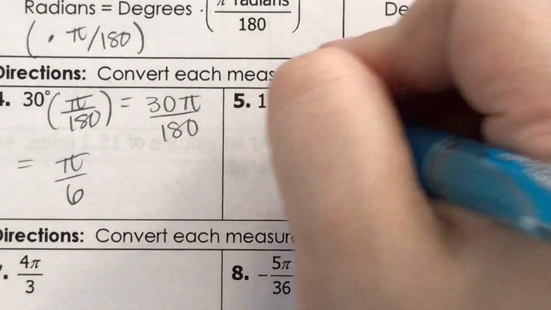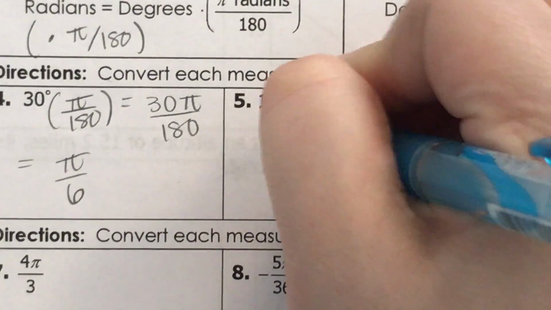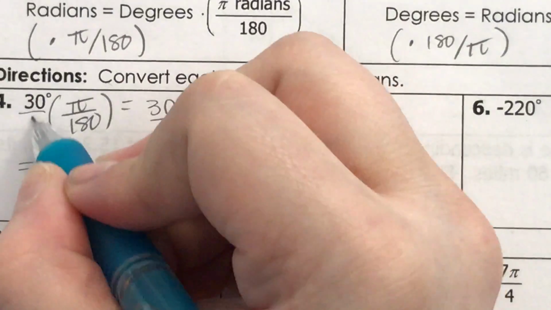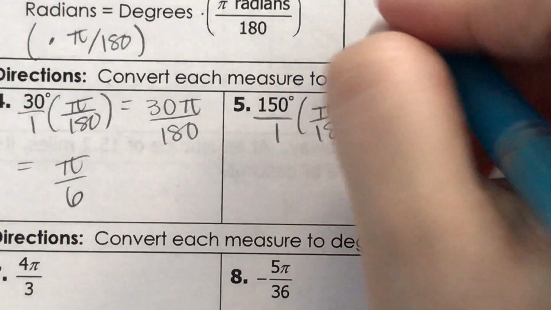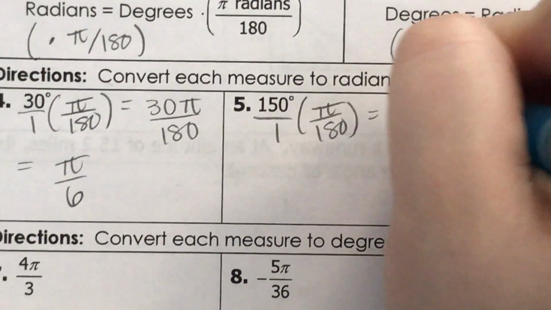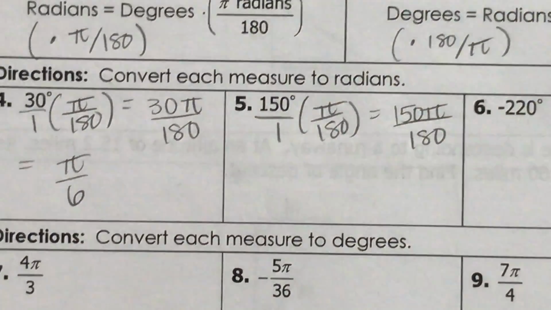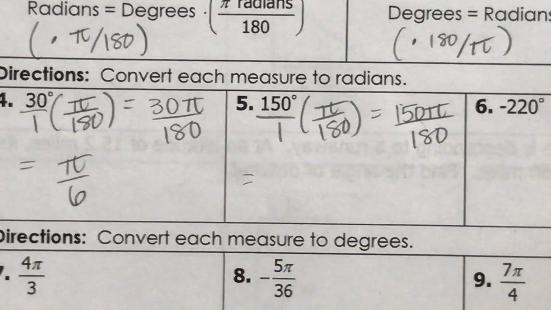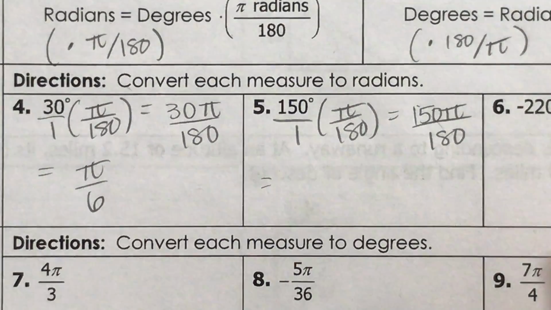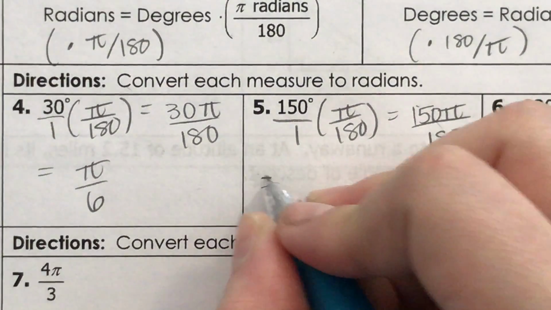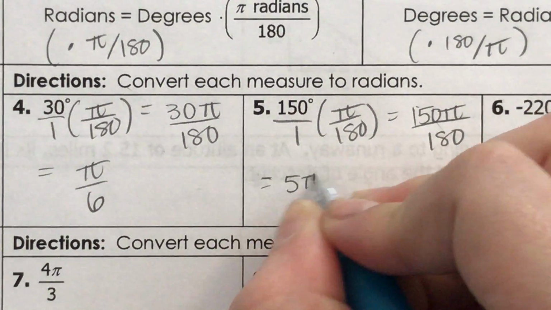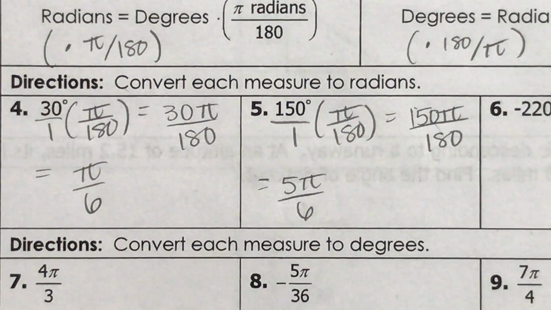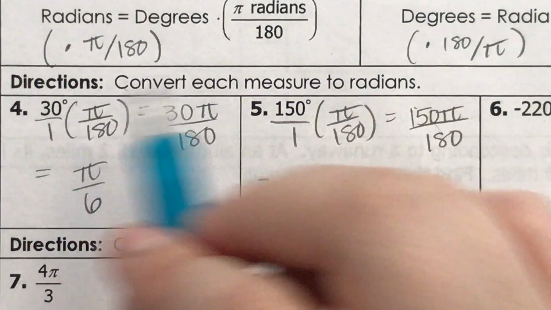Okay, let's try 150. Multiply by pi over 180. I'll put this over 1, because we just multiply straight across. 150 pi over 180. Zeros cancel. 15 and 18 have a greatest common factor of 3. So divide them both by 3, you get 5 pi over 6. So that's how you convert from degrees to radians.